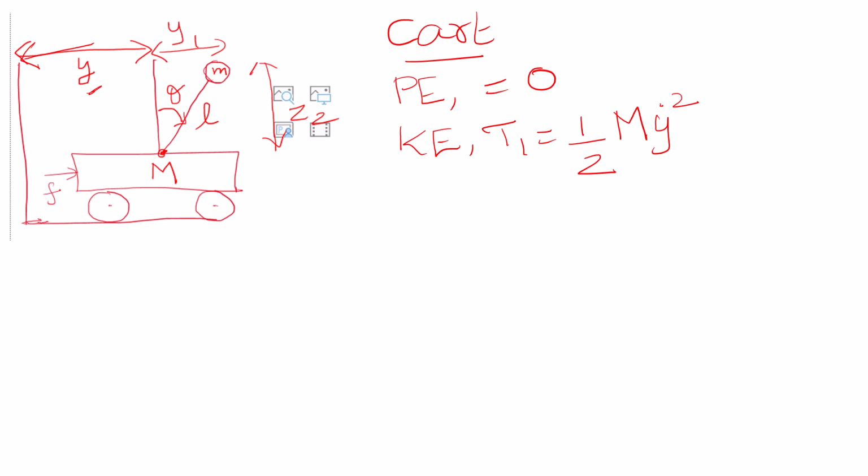As you know, velocity is a vector representing change in position. We have taken the position of the cart from the reference point to be y. So the velocity will be y dot, squared. Then coming to the bob.